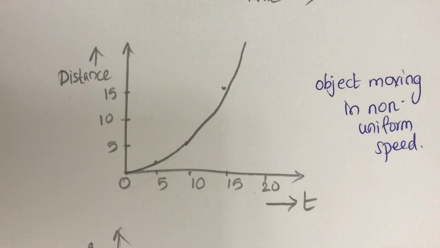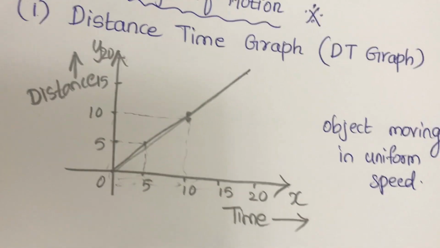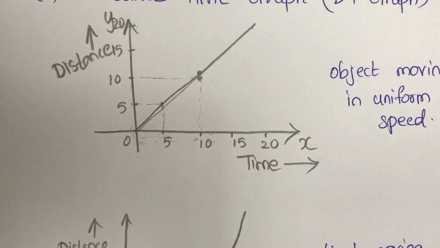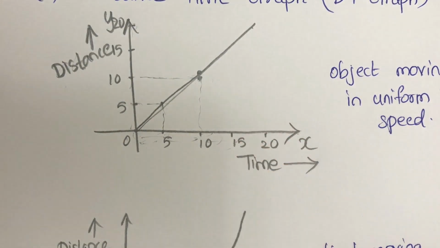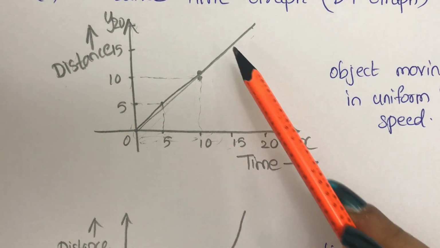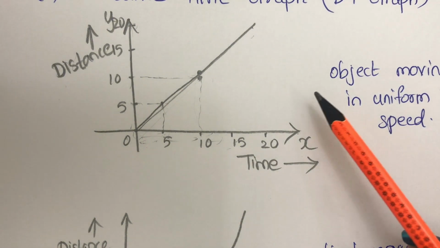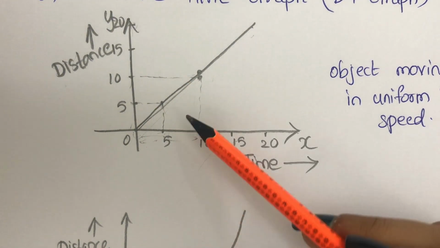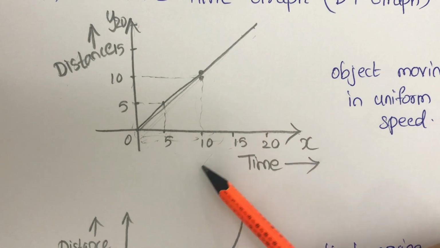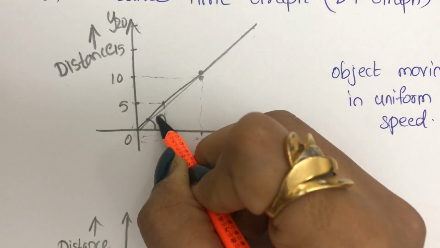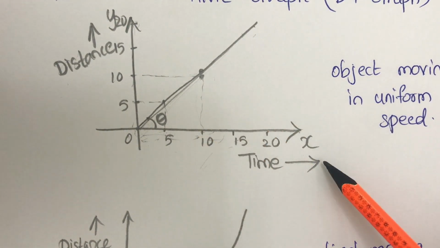So see here, that is a distance-time graph of an object moving with uniform speed. Uniform speed will be a straight line which is inclined to the time axis. Actually, the nature of the graph is studied with the help of the slope. You can see the straight line is inclined to the x-axis at a certain angle, say this is theta.